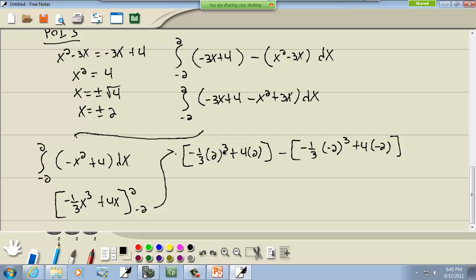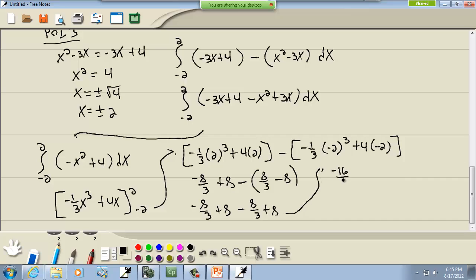2 to the 3rd is 8 times that gives us negative 8/3. 4 times 2 is 8, minus negative 2 to the 3rd is negative 8 times a negative gives us positive 8/3. That's negative 8. So that gives us negative 8/3 plus 8 minus 8/3 plus 8. That flips the sign of both of those, which gives us negative 16 over 3 plus 16, which gives us 32 over 3, I believe. 16 times 3 is 48, minus 16 gives us 32 over 3. And that's our answer.